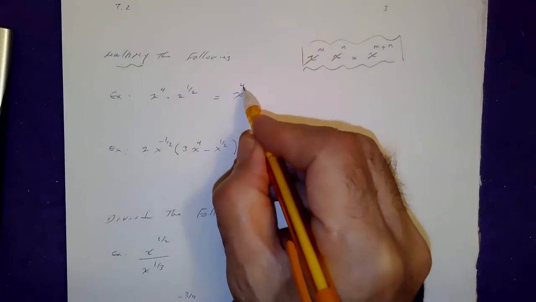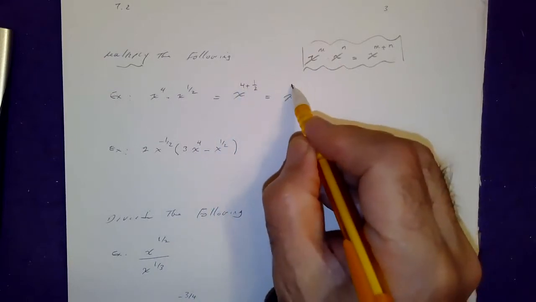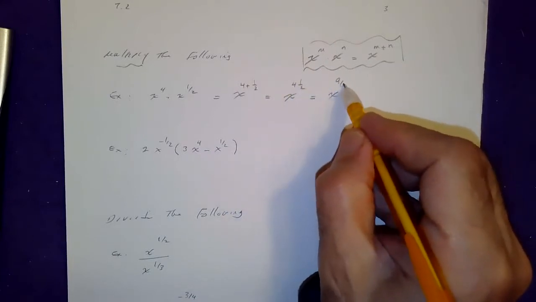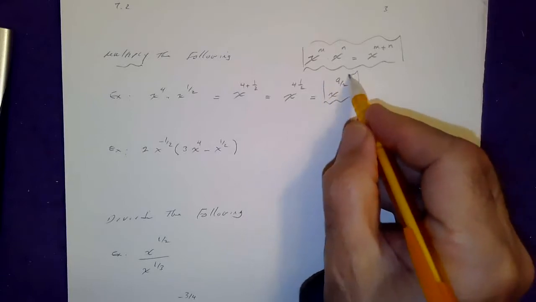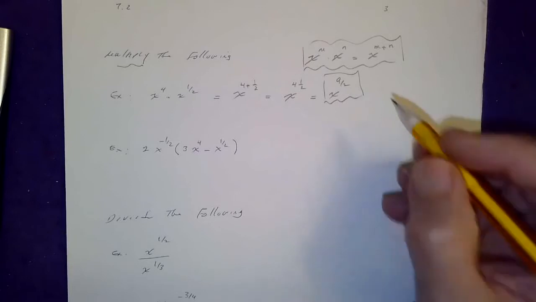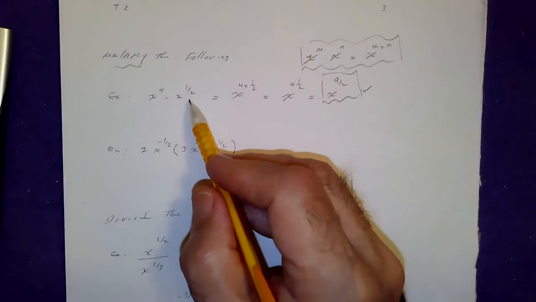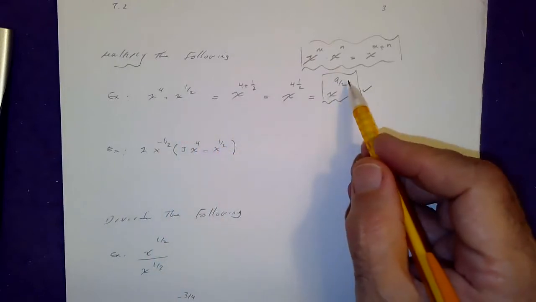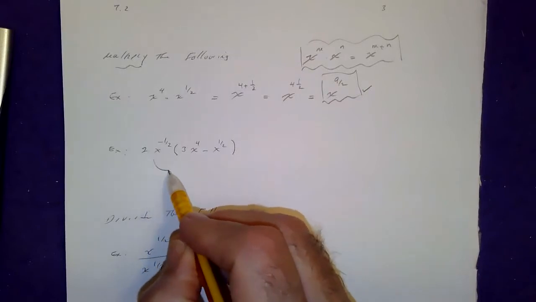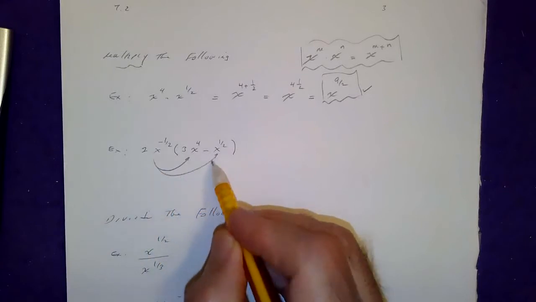So this would be 4 plus 1 half, which is x to the power of 4 and 1 half, which is the same as 9 halves. Do not change that to a decimal or improper fraction, none of that. So this is the final answer. So x to the 4 times x to the 1 half is the same as x to the 9 over 2. Next, we are asked to multiply 2x to the negative 1 half by these two terms.